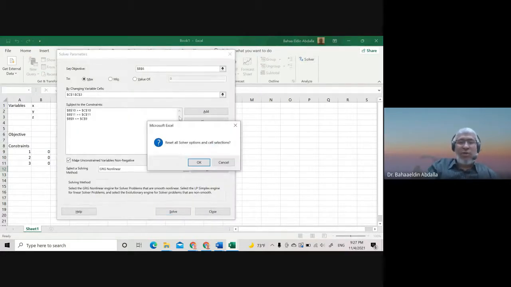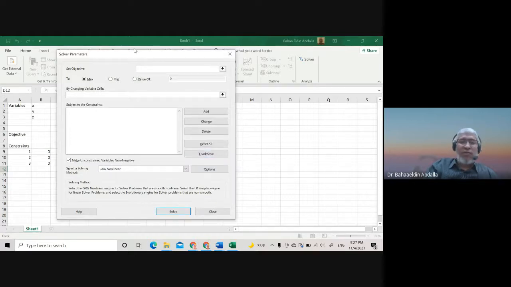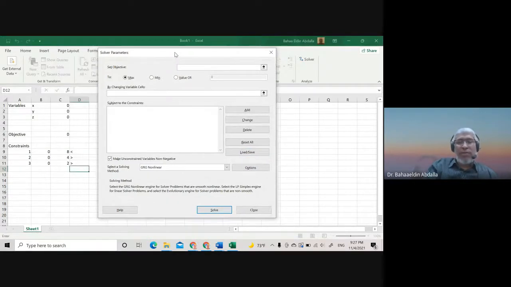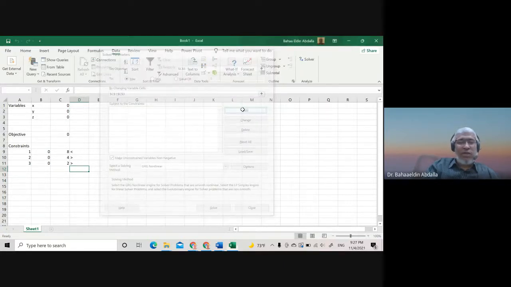Reset all the previous. And here he needs the objective. This is the objective function. Is it a maximization or minimization? Well, this problem is maximization, so I'll keep it. If it is minimization, you just click on minimization. Variables, these are here, put the variables. These are the three variables. And here, let us add the constraints.